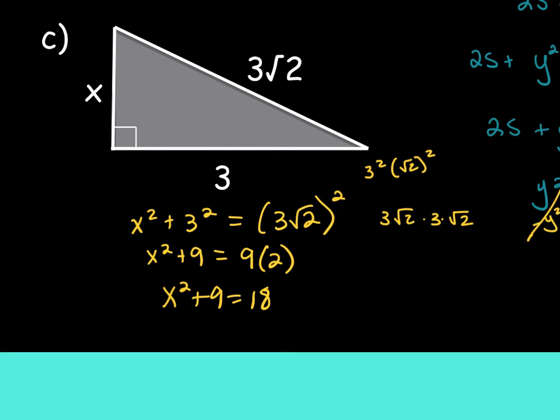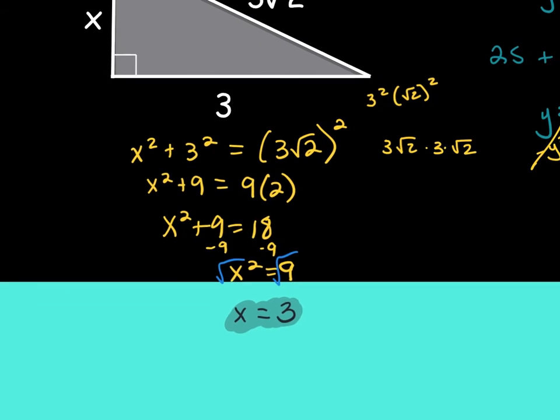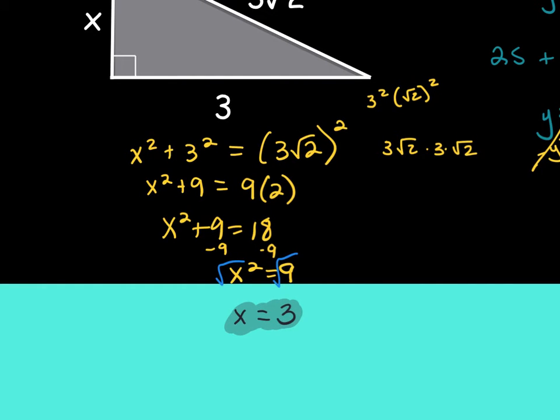And then what? Subtract the 9. x squared equals 9. Square root both sides, and like I said before, normally it's plus and minus, but because there's only positive side lengths, we ignore the minus and just keep the positive side length.